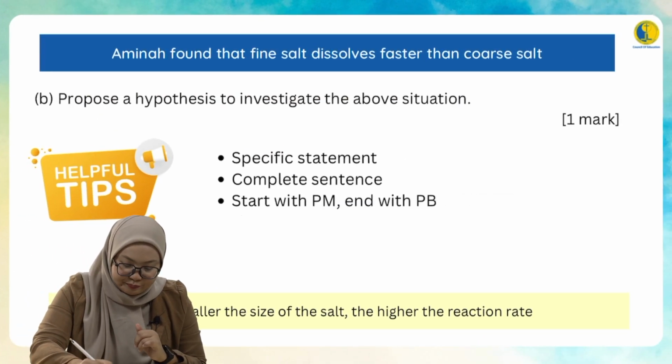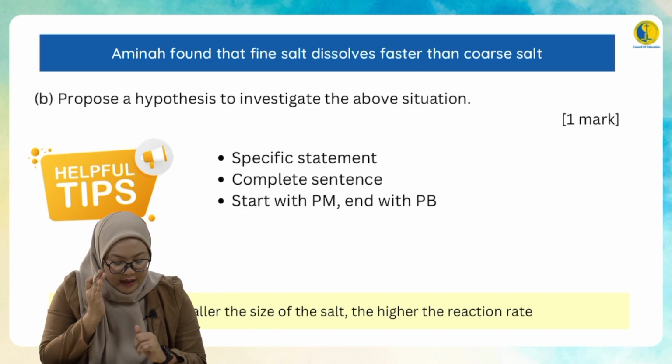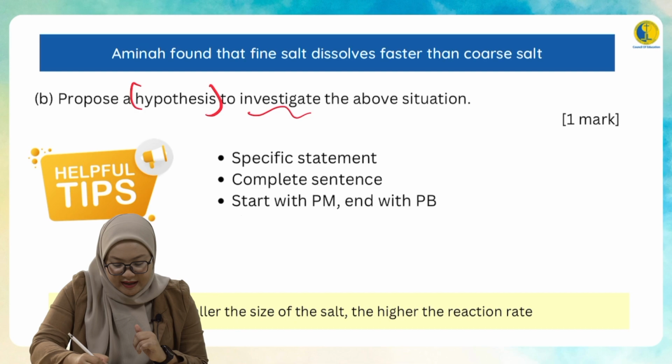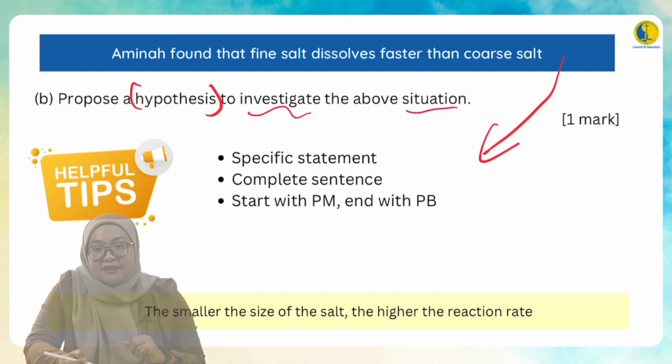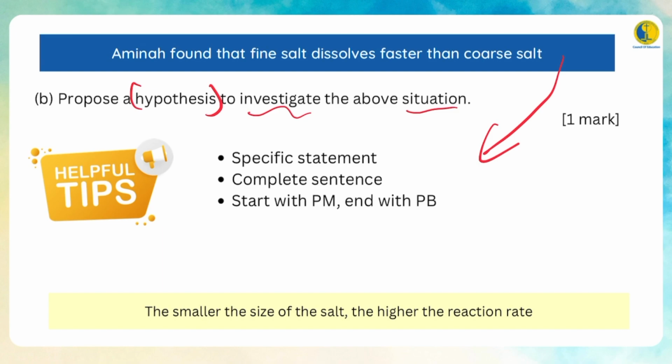Next question. The scenario is similar. Propose a hypothesis to investigate the above situation. Actually, guys, the hypothesis is here, in the situation. Pick one. If I were to pick, I would put: the smaller the size of salt, or if we use fine salt, we dissolve the salt faster. Or you can put: the higher the rate of reaction. A higher rate of reaction indicates that you dissolve the salt faster, the solubility of the salt is faster. So hypothesis is 1 mark, and problem statement is 1 mark. Now we go to the next question.